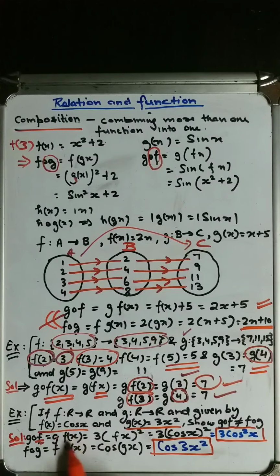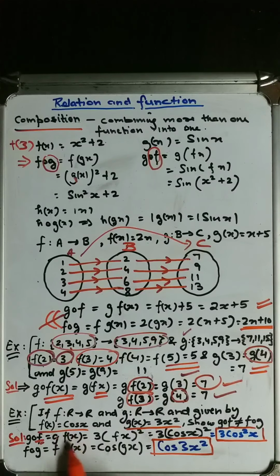What is the function of g? Search. What is the function of g? 3x square. So write 3x square. What is x? x is replaced by f(x). So put the value of f(x) here, cos x. 3 cos x whole square. This becomes 3 cos square x.